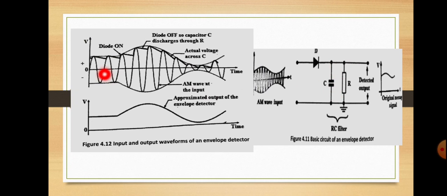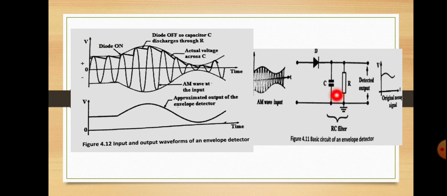But when this voltage reaches the 0 point, then the cycle will be reversed. See, the negative cycle will appear. When the negative cycle appears at the input of this diode, then the diode will be reverse biased. That means the diode will become open. When the negative cycle appears at the P side of the diode, then the diode will be open. That means there is no passing of the carrier wave or the signal through this diode.